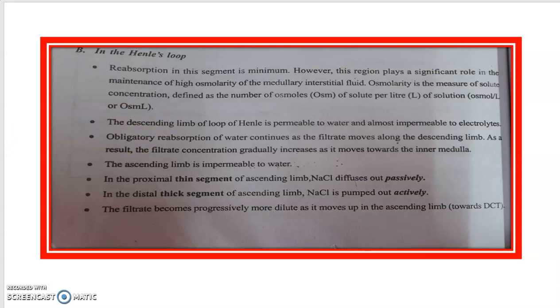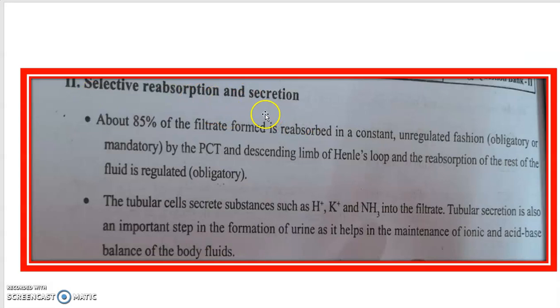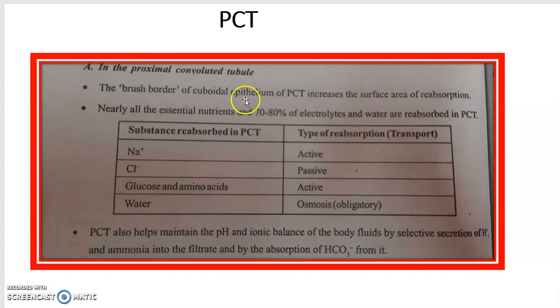Okay, you learned here reabsorption in the PCT, selective reabsorption and selective secretion. About 85% of the filtrate is reabsorbed in a constant manner, that is called obligatory or mandatory reabsorption. Tubular cells secrete different types of substances. PCT is made up of what type of cells? Brush border cuboidal cells. And where is the PCT? In the cortex part of the nephron.